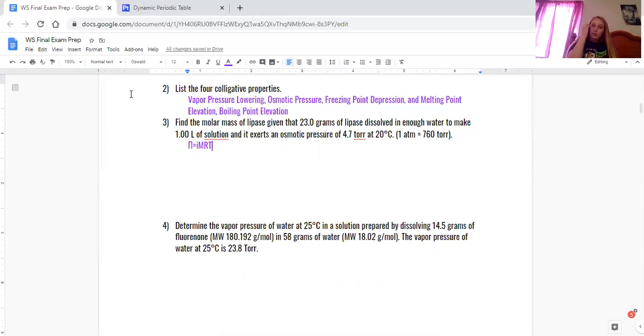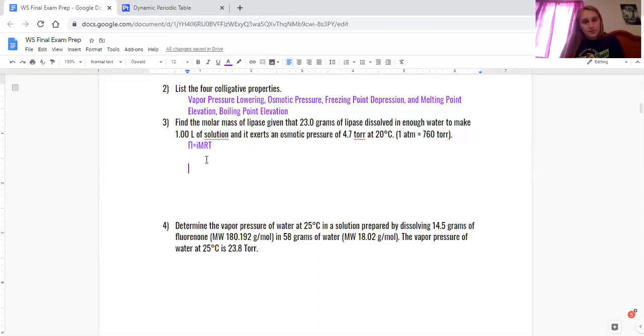But what we're looking for is the molar mass, and you would get that from finding the number of moles, which is not part of your osmotic pressure, that's going to be part of your M. Sorry, said the wrong one. You need to switch it around. It's going to be part of your M because that's your molarity, so moles per liter.